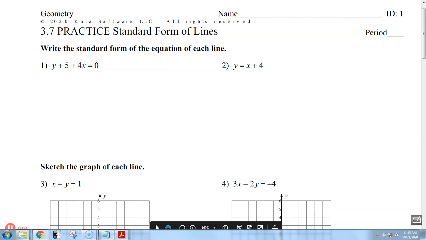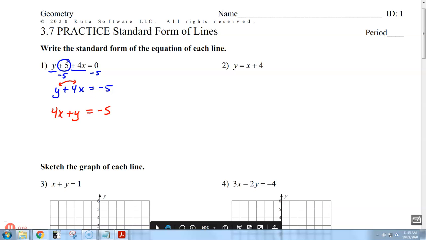All right, so here we go. Number one, write the standard form. So this is just rearranging. Well, right now, the y and the x are on the left-hand side. He's in the wrong spot. So I'm going to minus 5 from both sides, and I'll have y plus 4x equals negative 5. Usually, I would have just switched these two using the commutative property. Y plus 4x is the same thing as 4x plus y.